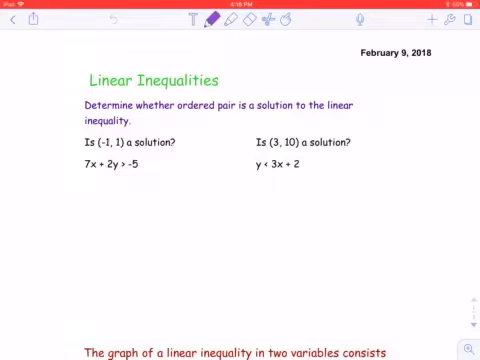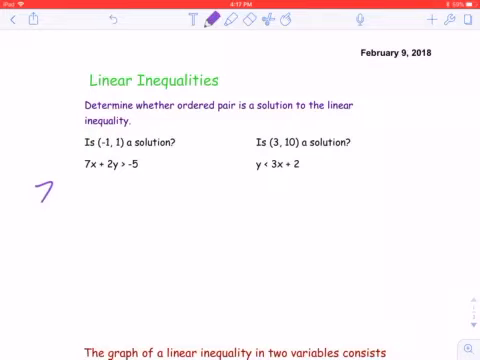Just as we decided if an xy ordered pair was a solution to an equation by plugging in for each x and y value and seeing if we had a true equation, we'll do the same thing for linear inequalities. We'll plug in for the x value and the y value, and this time see if we have a true inequality. So in this first equation, when I plug in -1 for x and 1 for y, I'm going to see if I do get a true inequality.